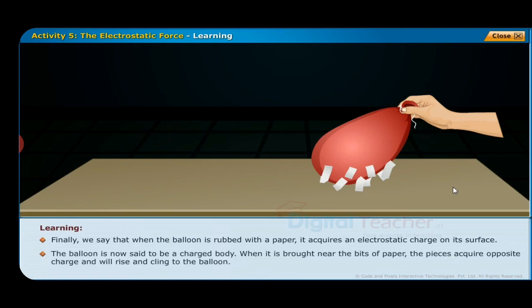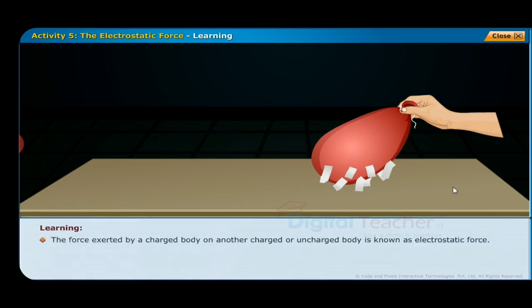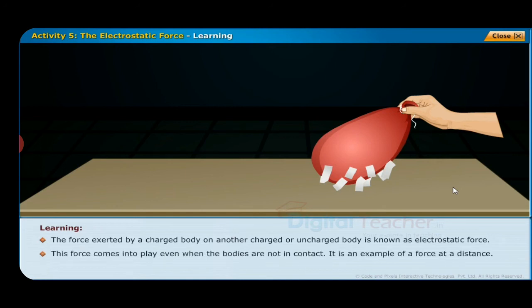When it is brought near the bits of paper, the pieces acquire opposite charge and will rise and cling to the balloon. The force exerted by a charged body on another charged or uncharged body is known as electrostatic force. This force comes into play even when the bodies are not in contact. It is an example of a force at a distance.